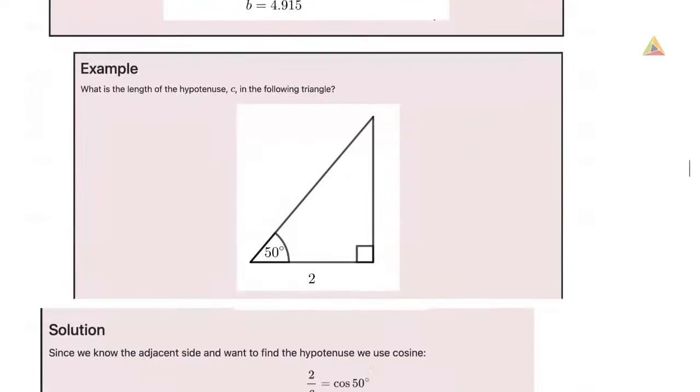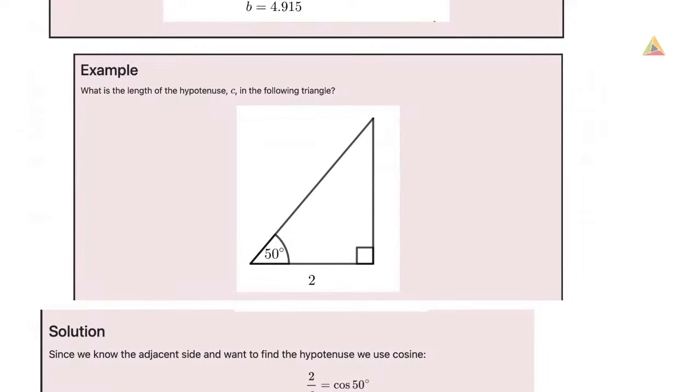So we're going to go to another example now. What is the length of the hypotenuse C in the following triangle? We're looking for this side here, so we'll call that X. We know that that's 90 degrees. So we'll label our sides next. This is the hypotenuse. This is the opposite.